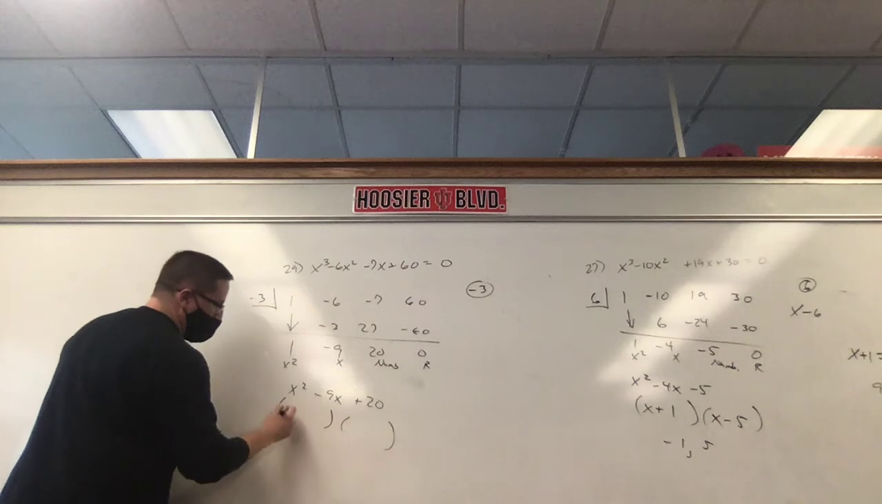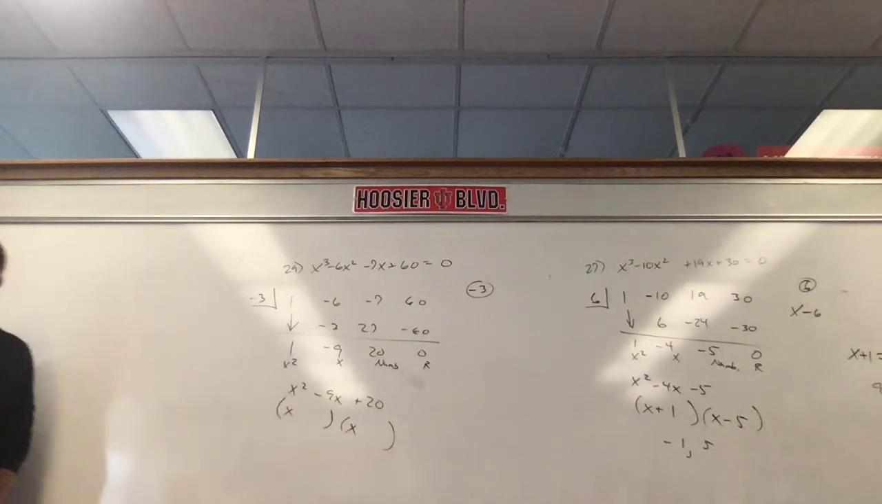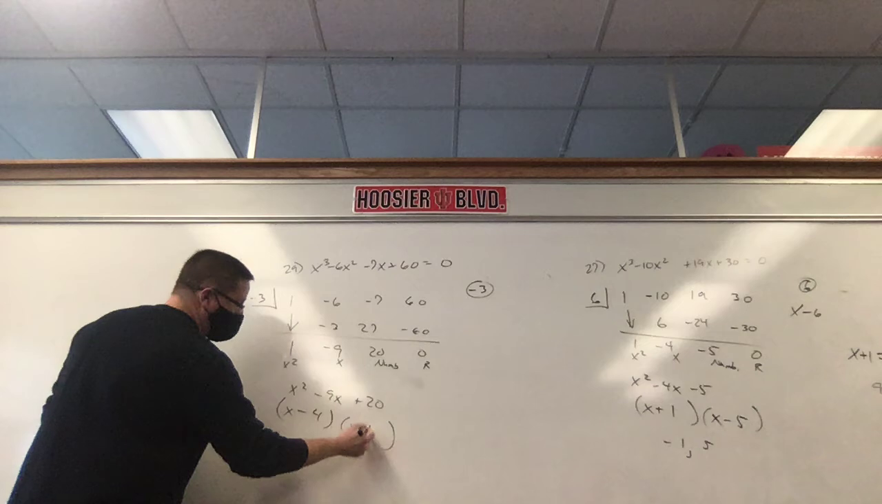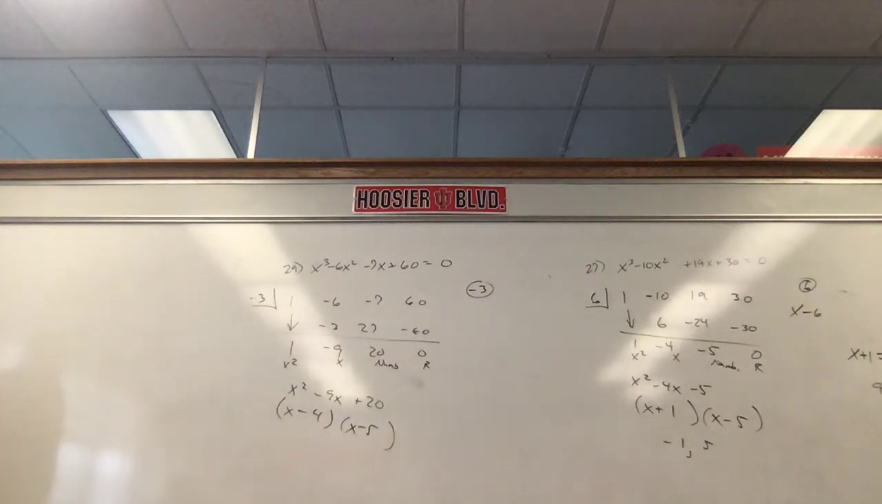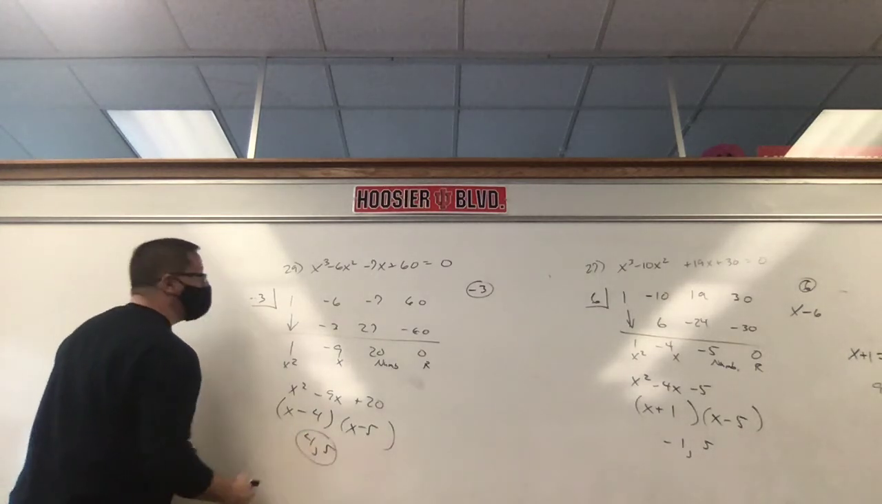2 sets of parentheses, x and x. We look at our last term, it's a positive. Is it plus plus or minus minus? It's minus minus. Got to get some negatives somehow. And you said 4 and 5. You want to stick with 4 and 5? They multiply to 20 and add to 9. So what are your answers? -4 and -5? Positive 4 and positive 5. So your answers are 4, 5, and -3.